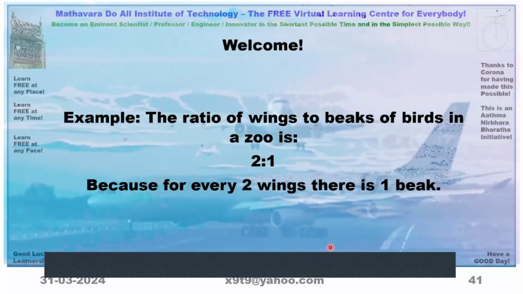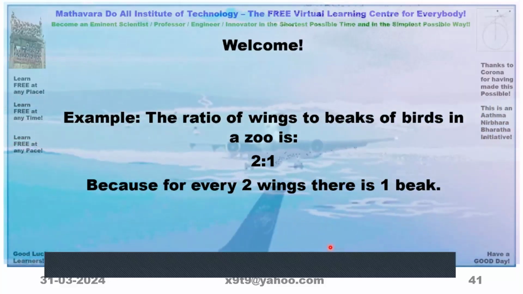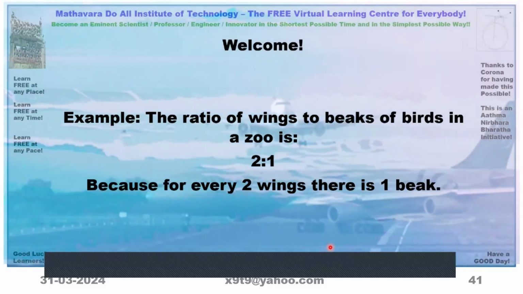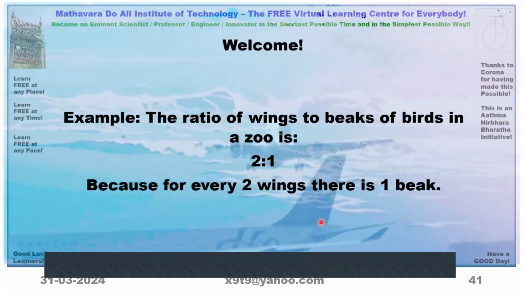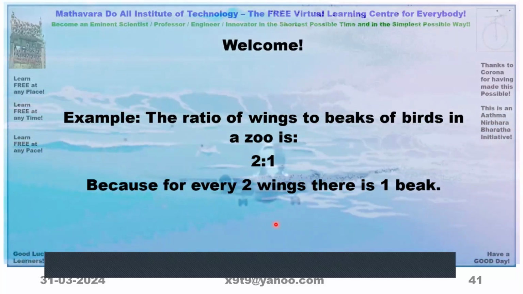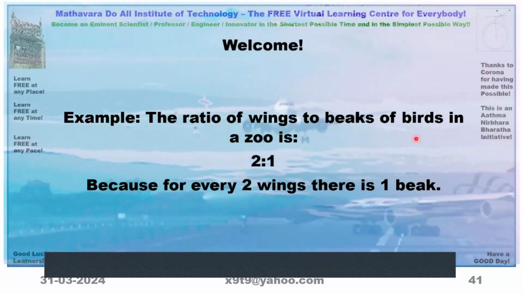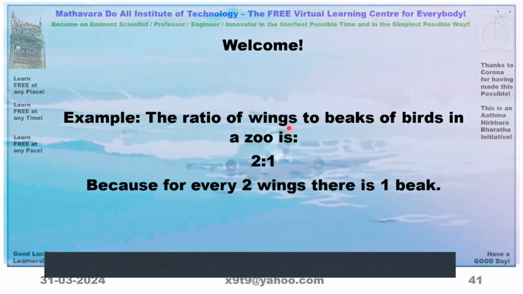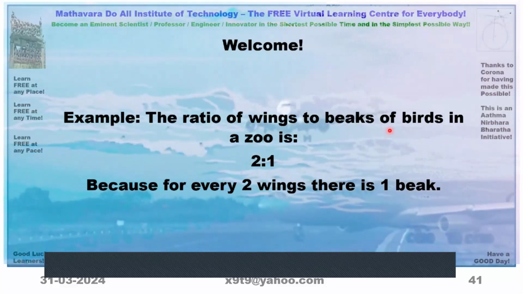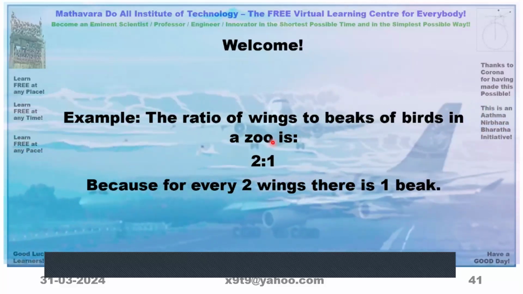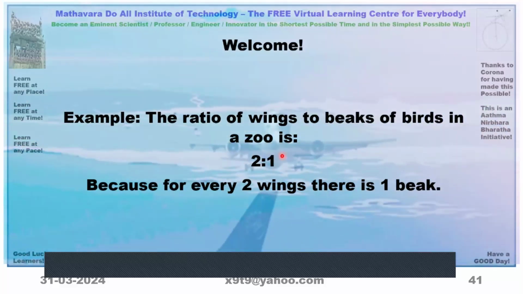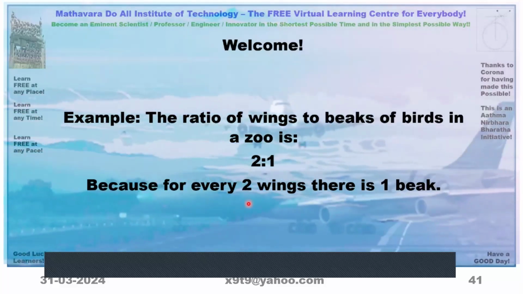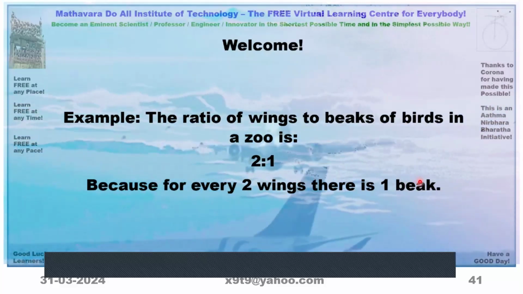Example: the ratio of wings to beaks of birds in a zoo is 2:1. Is it correct or wrong? Correct. In a zoo, there are several birds. We are taking the ratio of wings, which comes first in this sequence, and the beaks coming next. So it is 2:1, because for every 2 wings there is 1 beak.